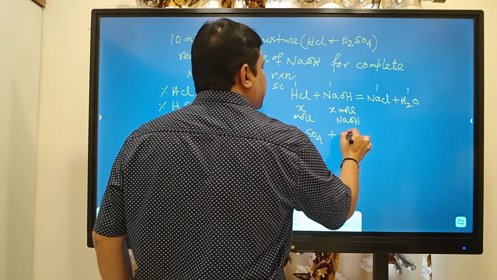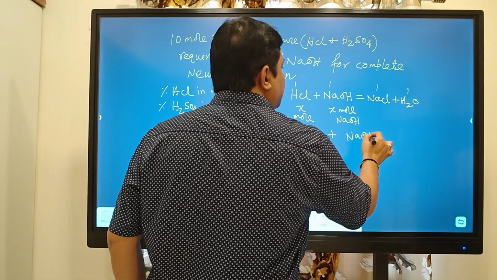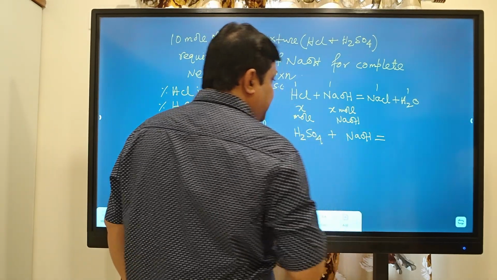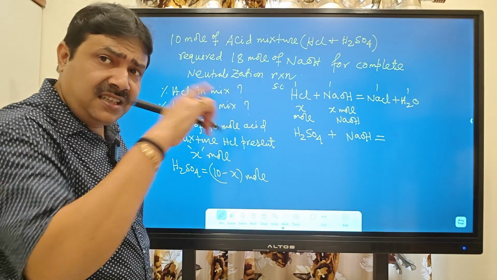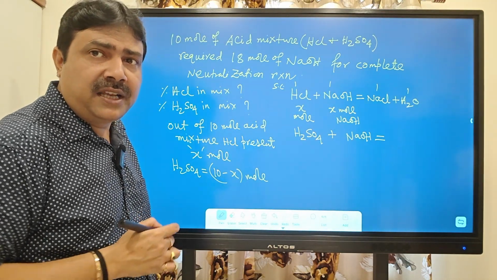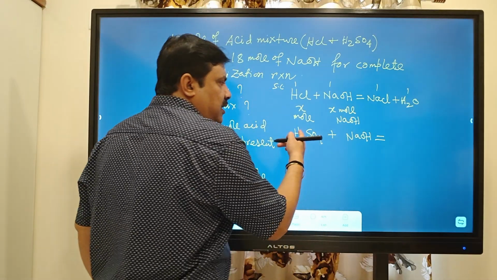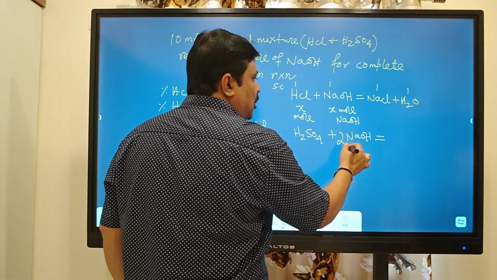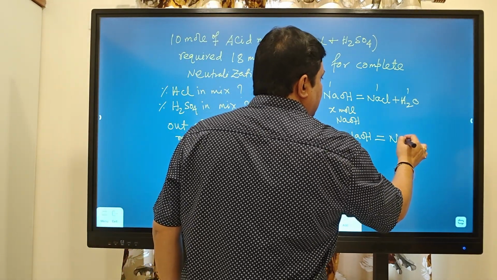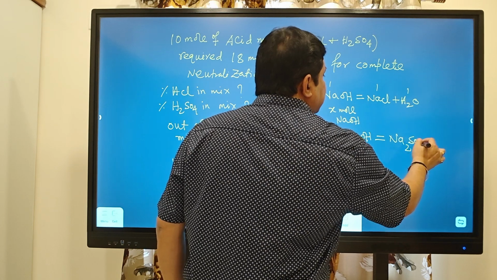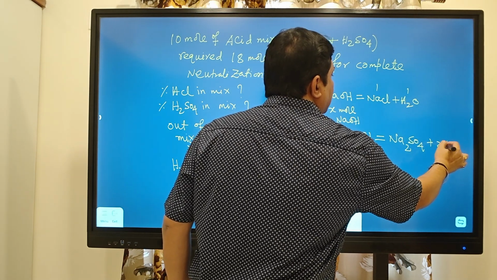H2SO4 plus NaOH. H2SO4 is a dibasic acid. Basicity is 2. We will study it in the equivalent concept. You need not worry, my dear students. So 1 mole of H2SO4 reacts with 2 moles of NaOH, forming Na2SO4 plus 2 moles of water.